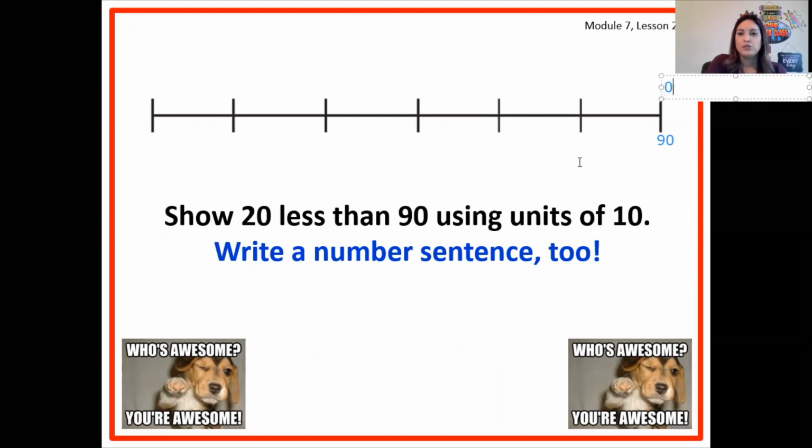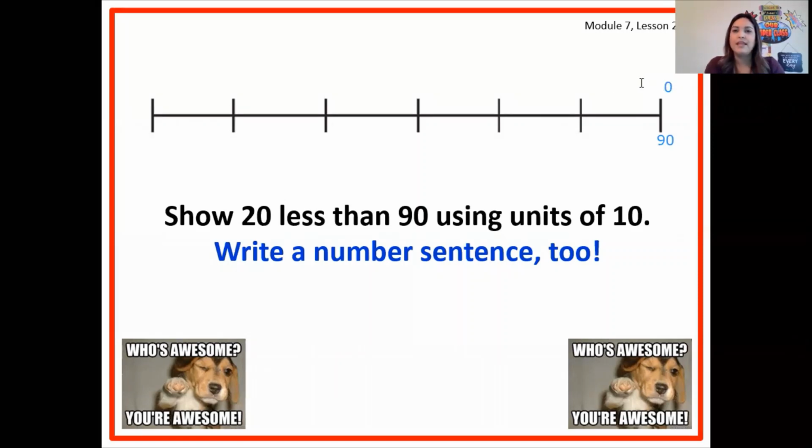Okay, so 0, I'm gonna do 0 there. That's my imaginary 0. And then I'm counting by tens, and I need to show 20 less. So that right here would be 20 less. Then we draw my dot to show me where I'm gonna stop.